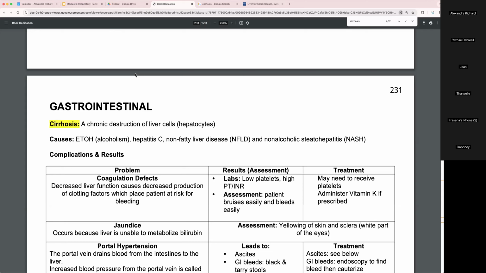Alcohol is an outright poison to the body. You might as well drink bleach. I think you would be better off drinking bleach than alcohol. Alcohol does nothing positive for your body. I know there's some studies, oh, if you drink one glass of red wine, it can help decrease heart disease.